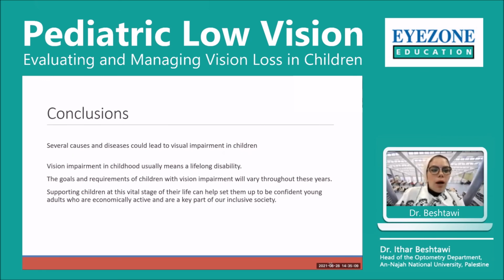So to sum up, visual impairment is common among children due to several eye or cortex conditions. Vision impairment in children usually means a lifelong disability. The goals and requirements for children with vision impairment will vary throughout the years. So supporting children and young children at this vital stage of their life can help set them up to be confident young adults who are economically active and key parts of our inclusive society.